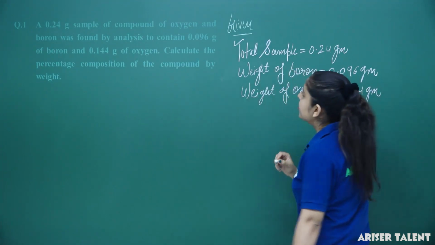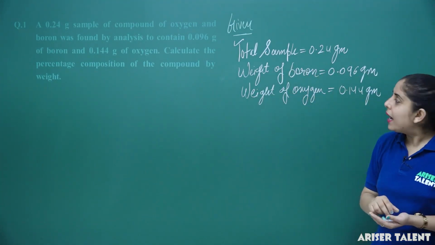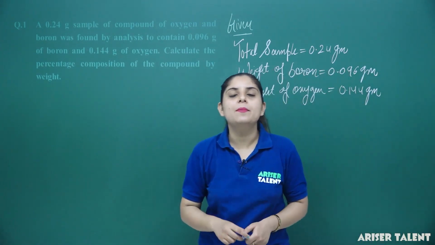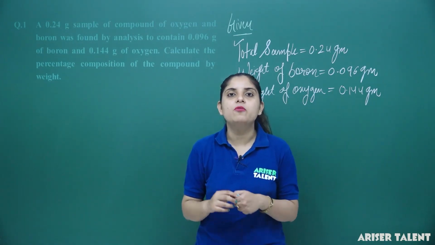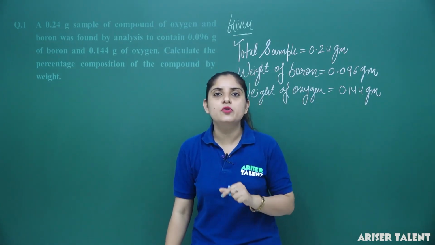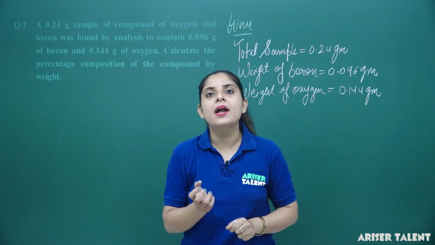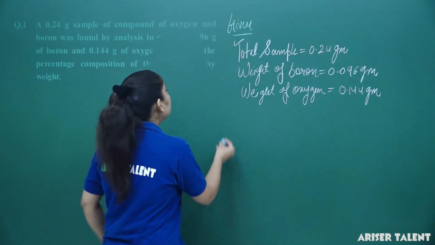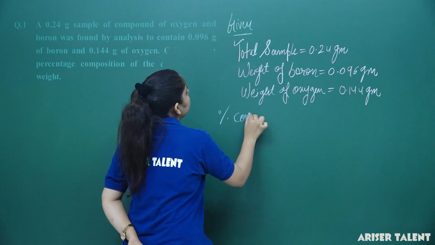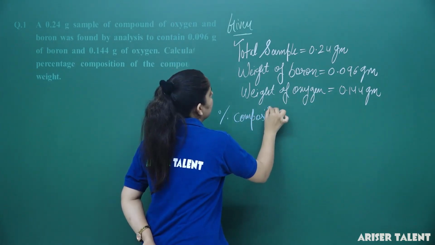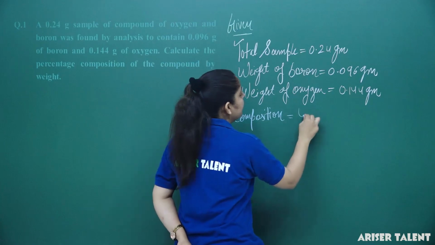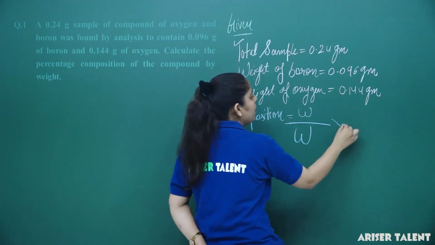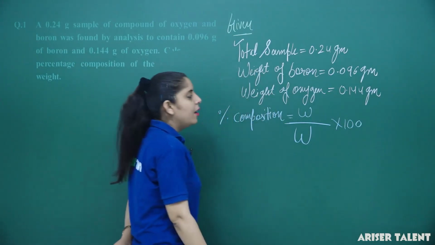So this is the given condition in the question, and what we have to do, we have to calculate the percentage composition of each element. So if you want to determine the percentage composition of any compound, what you have to do, you have to take the individual value divided by total sample, and for finding the percentage we have to multiply it by 100 only. Clear? So percentage composition for any compound will be weight of that compound upon total weight of the sample, that is capital W, and it will be multiplied by 100.